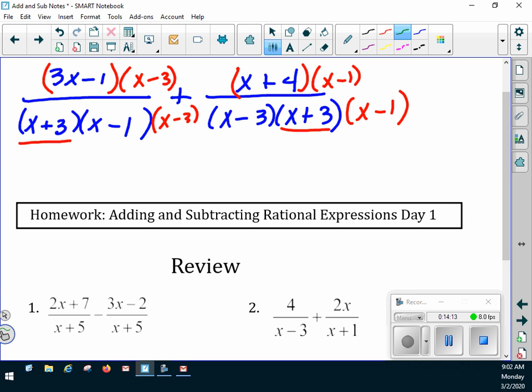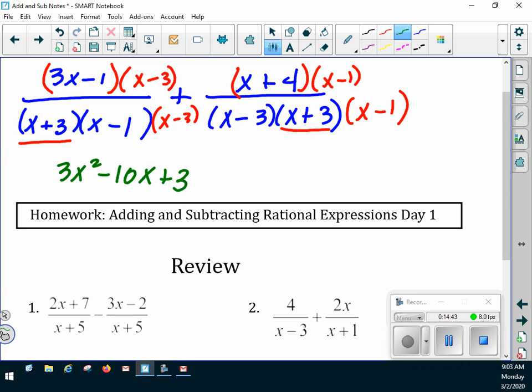What do we do to this numerator right here? Boy, you guys are fired up this morning. FOIL it, right? Got to multiply. How do you multiply that out? Do it in your head. 3x squared minus 9x minus 1x is minus 10x plus 3.